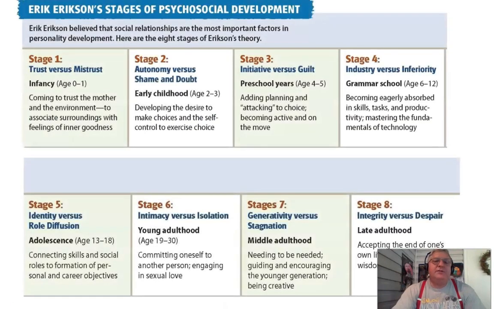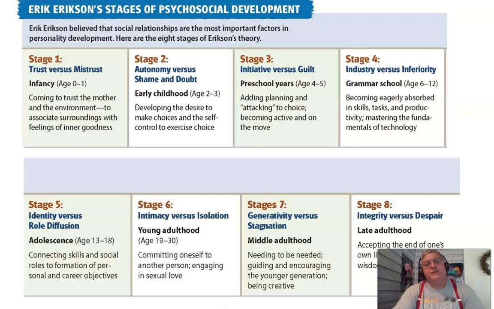All right, so Erik Erikson's stages of psychosocial development. We've talked about Erikson before. The first stage is trust versus mistrust, the period we go through from infancy to age 1. This is where you come to trust your mother and the environment and to associate surroundings with feelings of inner goodness. Stage 2 is autonomy versus shame and doubt. Here, at ages 2 and 3, you develop the desire to make choices and self-control to exercise choice.